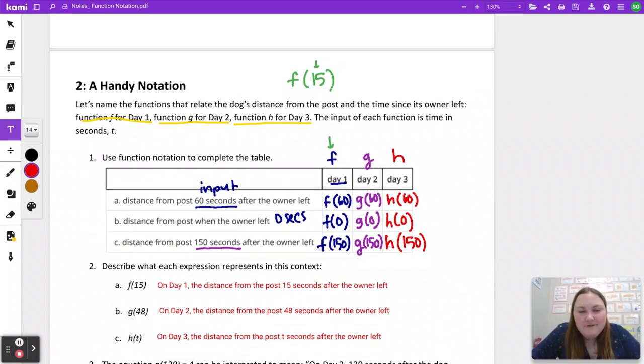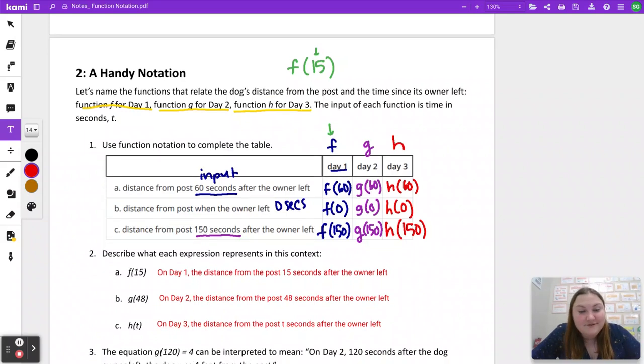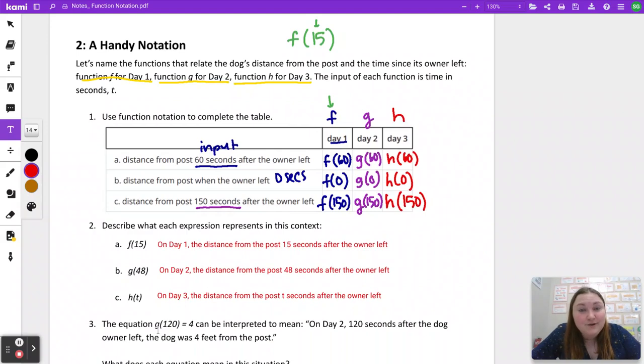Now, the last part of function notation is we can combine what we've been doing with equations. So, for example, I could write the equation g of 120 equals 4. And when I make it into that equation with that equals 4, I can interpret that entire thing. The g first tells me the day 2 part. The 120 tells me 120 is the input. So that means we're talking about 120 seconds. And then the 4 is actually telling me what that distance would be.